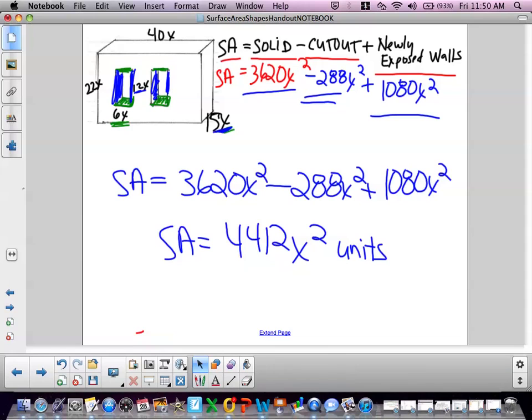So staying organized, taking it piece by piece is the way to attack the problem. Find the area of the solid first, then find the area of the cutout windows, find the area of the newly exposed walls, and it's the solid minus the cutouts plus the newly exposed walls.